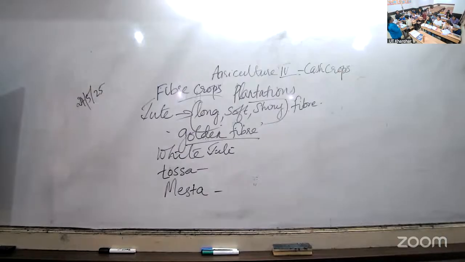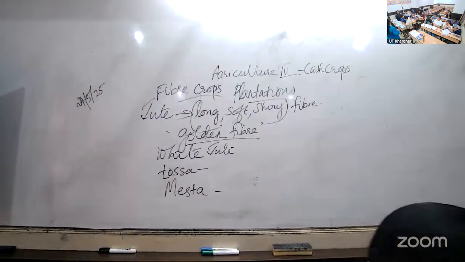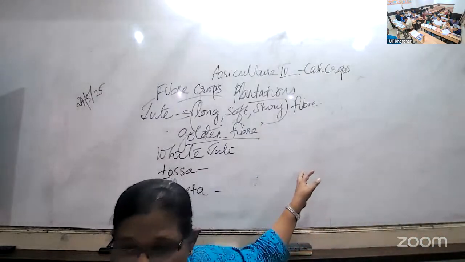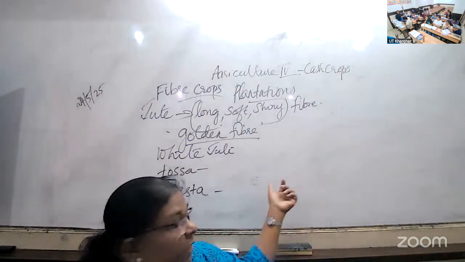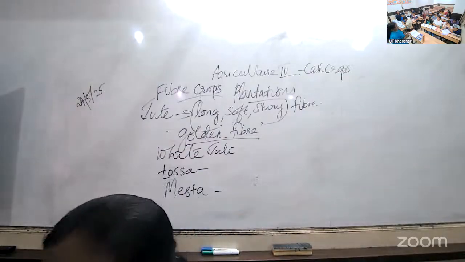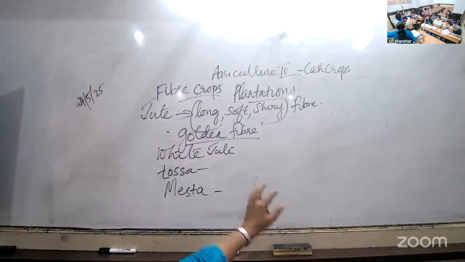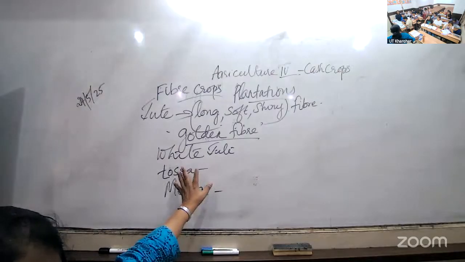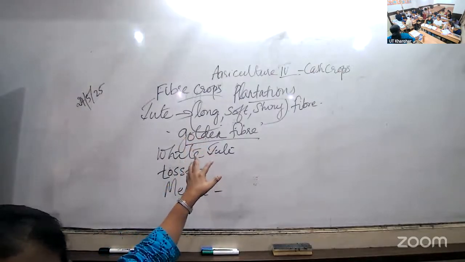Now, in order to support those industries, a new variety of jute was introduced. To feed that industry, otherwise the industries would become useless. So in order to feed those industries and continue their work, a lower quality jute was introduced. That is called mesta. Got it?